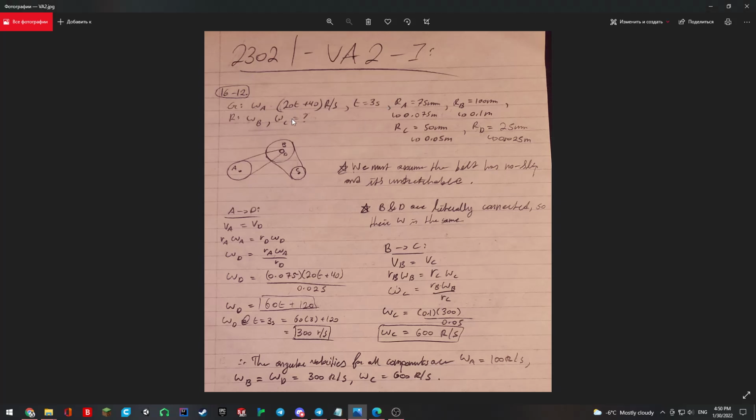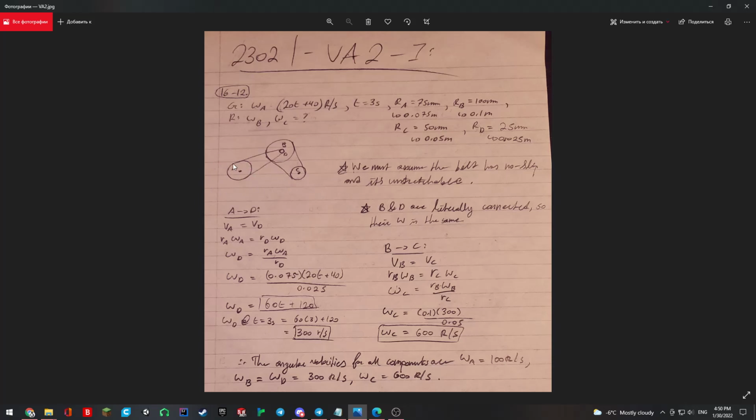Here's my solution to the first problem in assignment 2. The problem gives us the angular speeds of pulley A connected to pulley D, which is directly linked to pulley B, and connected to pulley C via belt. So when t equals 3 seconds, what are the angular speeds of all the pulleys?